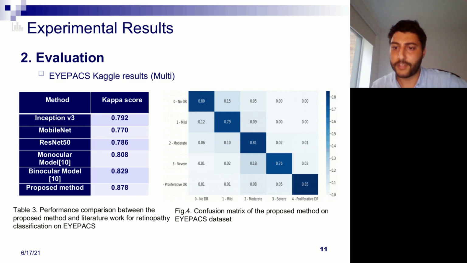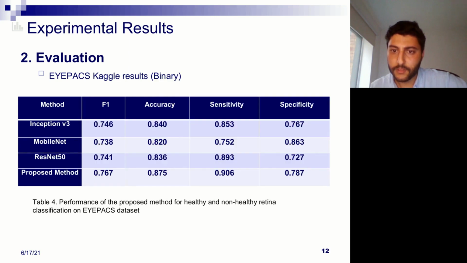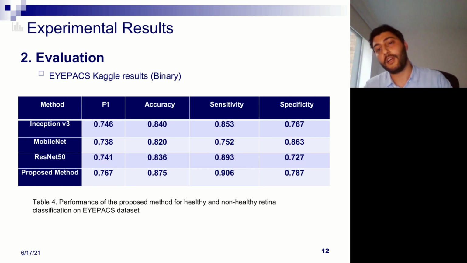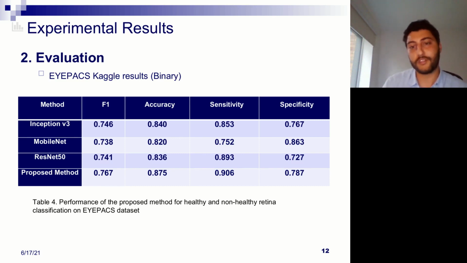Here is also the confusion matrix for every class, and the same thing for the binary case. It's showing a really good performance, and it has potential clinical application in the future if it's applied as a whole vision support system.